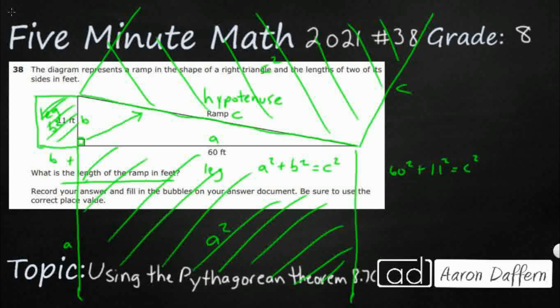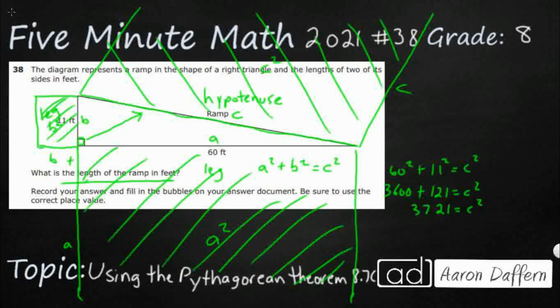Now I need to do a little bit of squaring. So 60 squared is not 60 times 2, it's 60 times 60. So 6 times 6 is 36, and then I've got 2 zeros. 3,600 plus 121, most of us have that. So that's going to equal c squared. So I've got 3,721 equals c squared. Now we're not done.